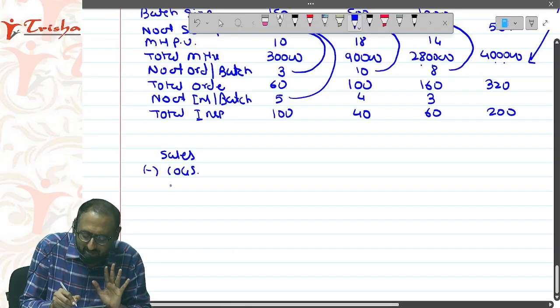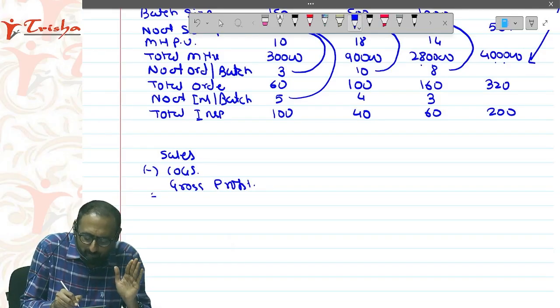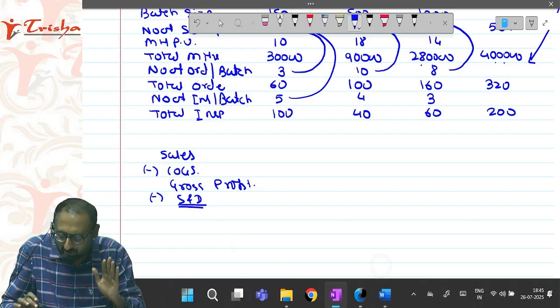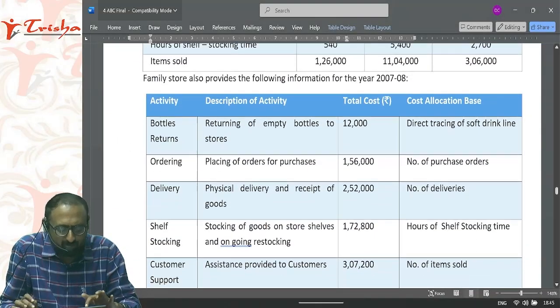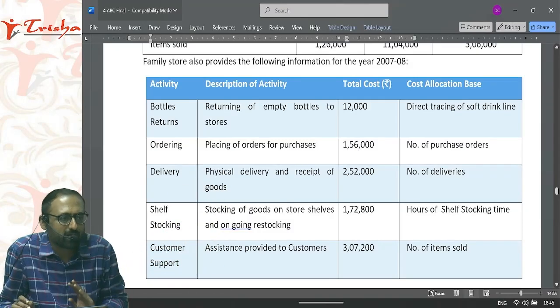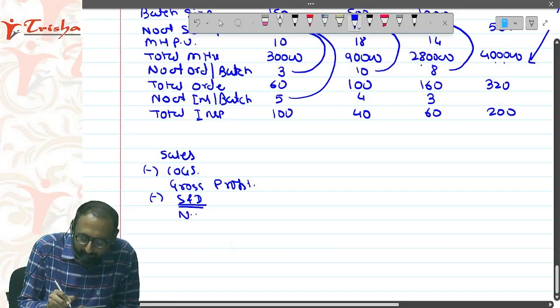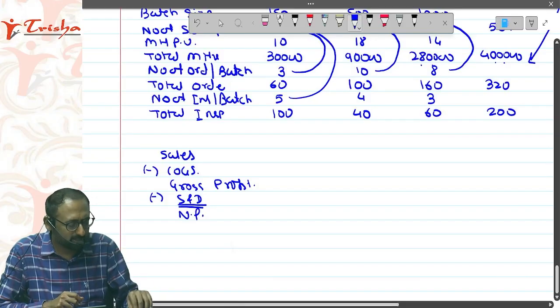In this type of question, you just have to do it like this. Sales minus COGS will be your gross profit. From that gross profit, deduct selling and distribution overhead. In the question, you will be given selling and distribution overhead like bottle return, ordering, delivery, shelf stocking, customer support, and so on. Then you will get the net profit.